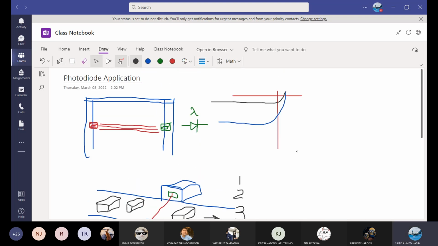Have you ever tried using a photodiode in your project? Anyone doing a senior project? No one? No photodiodes involved. Okay. All right, let's go back to lecture then. Lecture slides.